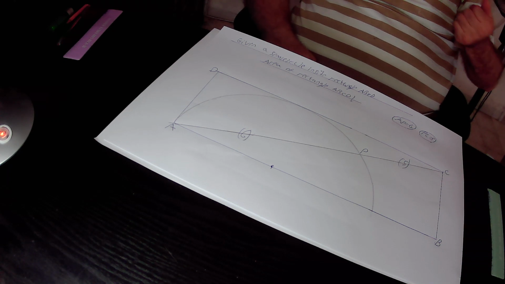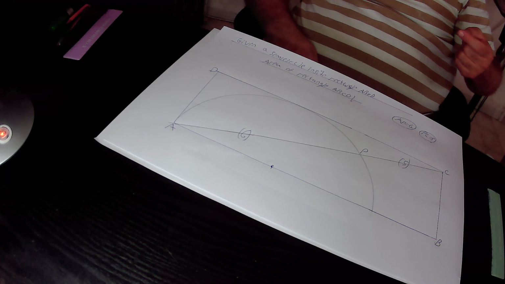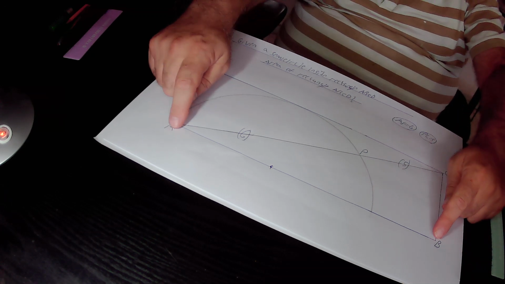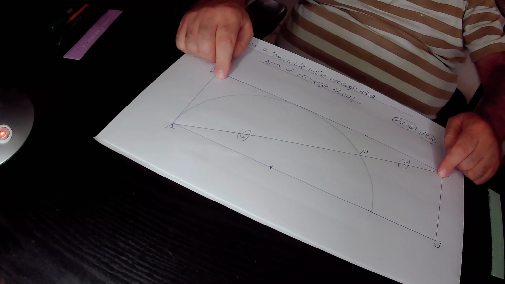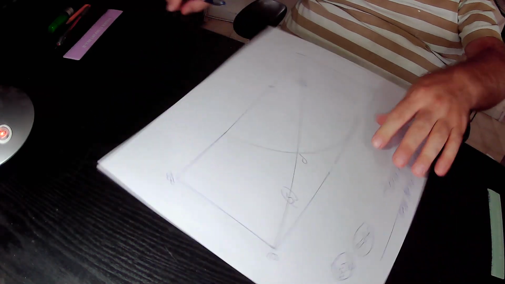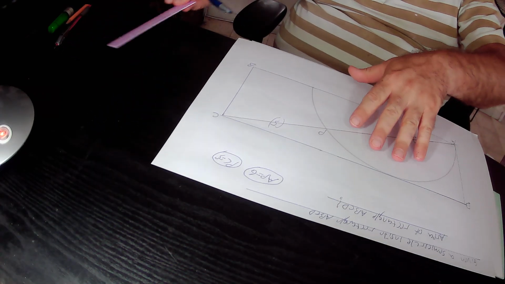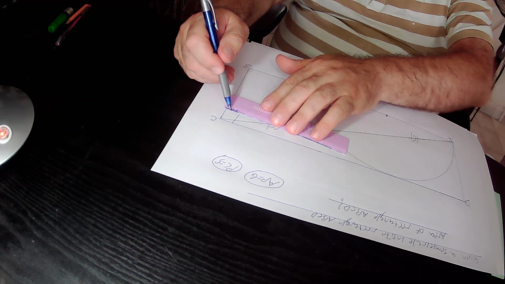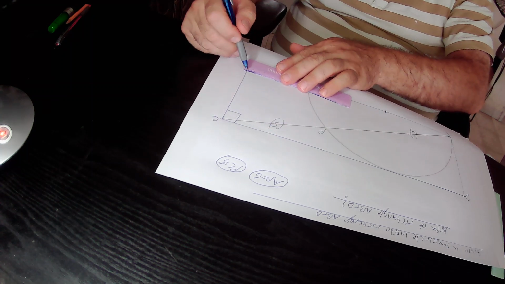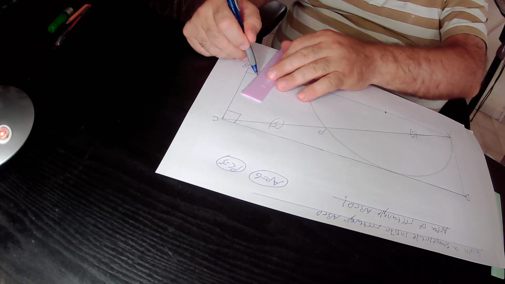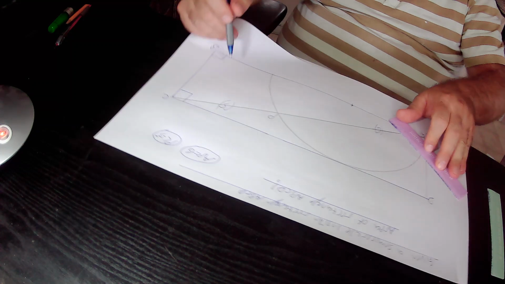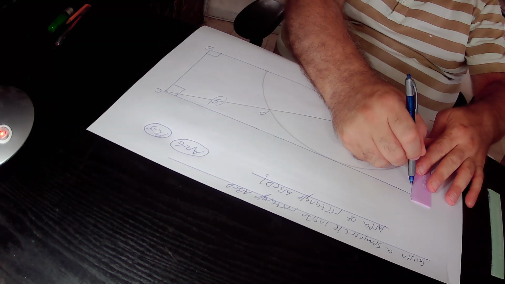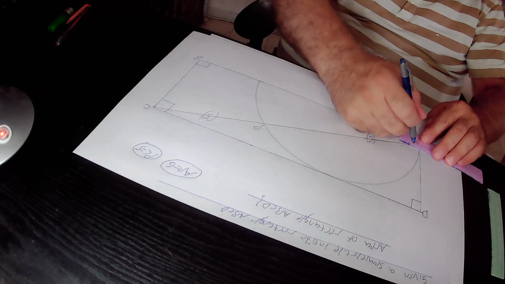So first of all, we know that all the angles inside the rectangle are right angles. So those four angles are all right angles. So actually, this is a right angle. This is also a right angle. This is a right angle. And this is also a right angle.